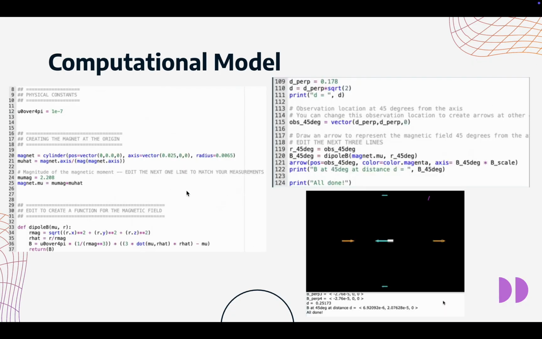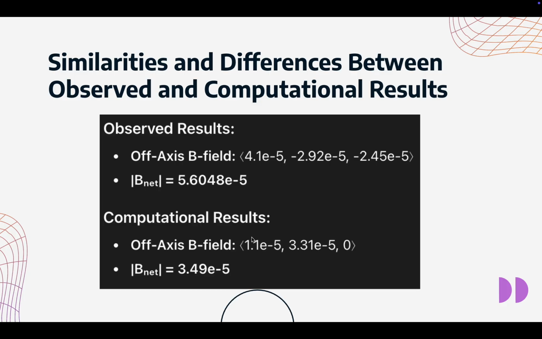This is the code I wrote to create a visual image in GlowScript to help visualize the experiment. The similarities and differences between the observed and computational models. In the observed results, the off-axis magnetic field magnitude was approximately 5.6048 times 10 to the negative 5, and in the computational model it was 3.49 times 10 to the negative 5.